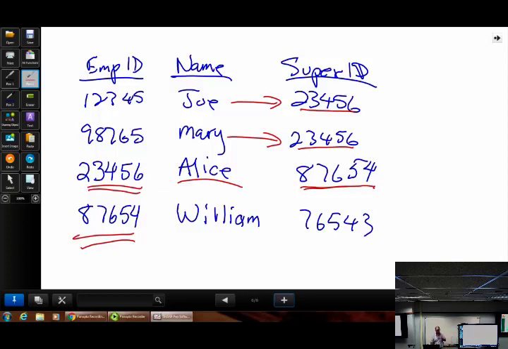This is an example that they use. Any questions? How are we doing?